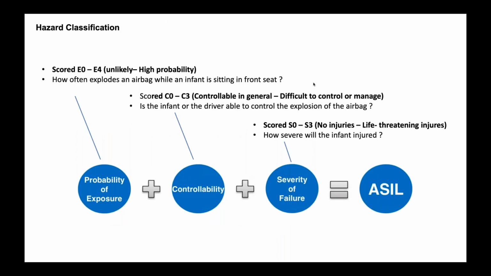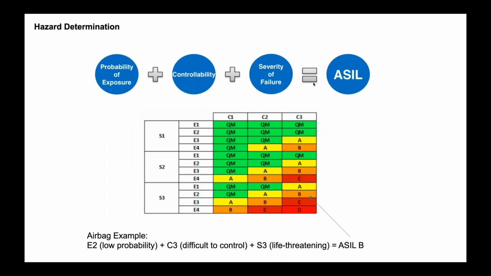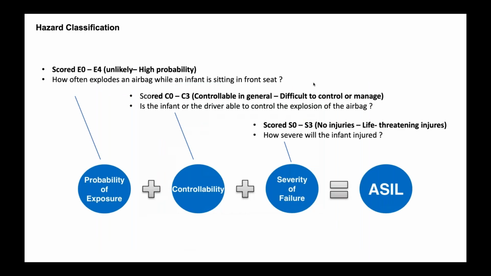Quite often these levels are displayed visually as a table, and you can see that D is a very red color and QM is a green color, which is the acceptable level. If we go one slide back, the probability is defined as a score from E0, which is unlikely, to E4, which is highly probable.